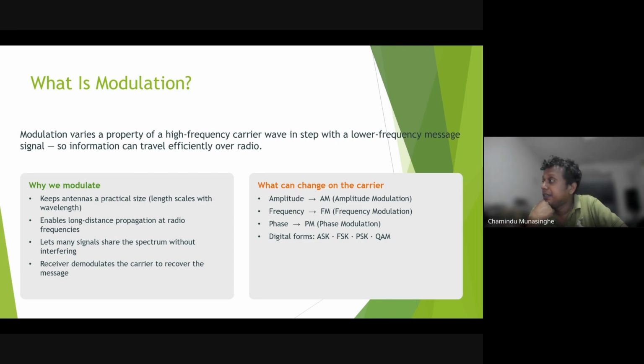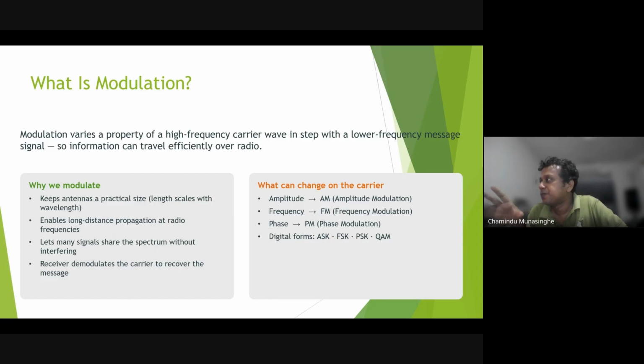So for example, now if we just transmit the baseband, let's say hypothetically, even though it's impractical, we can transmit audio frequencies. Then if we transmit two audio frequencies from two stations, they share the same spectrum and they interfere. So by modulating, you can move our baseband to a free slot on the RF spectrum. And then receivers demodulate the carrier to recover the message. So the modulated carrier, we receive it and then we demodulate.